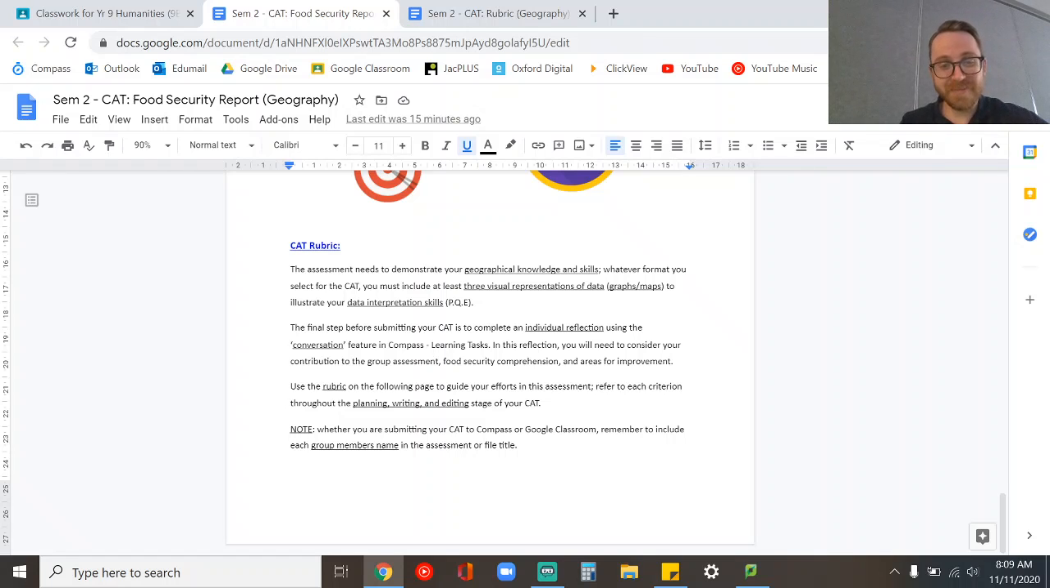The final step before completing your CAT is to complete an individual reflection using the conversation feature in Compass Learning Task. So it's not going to be something massive.